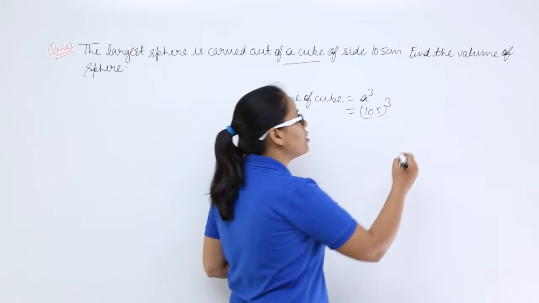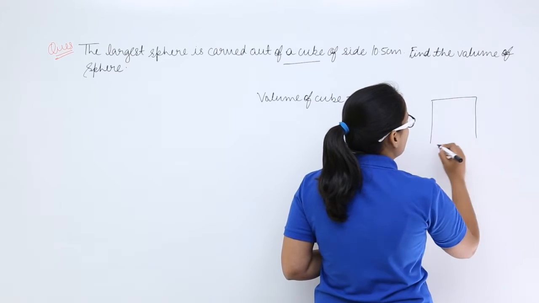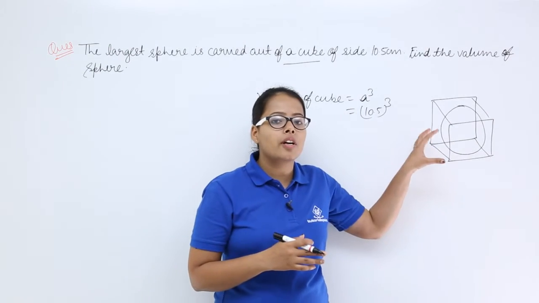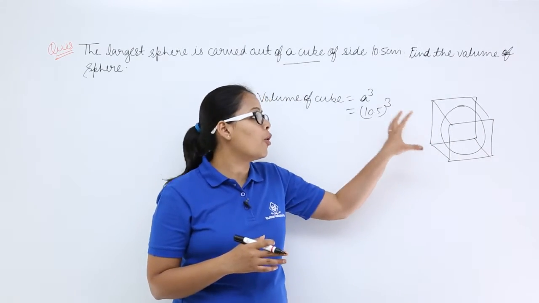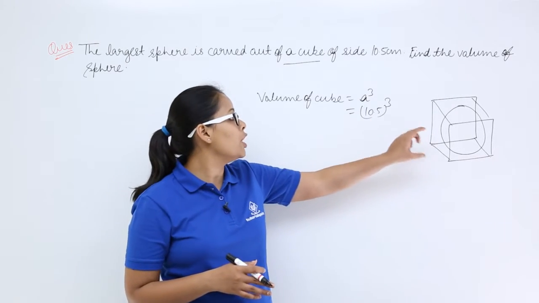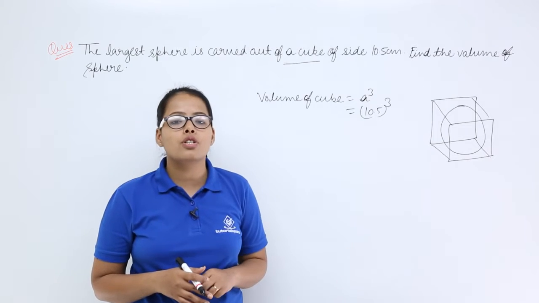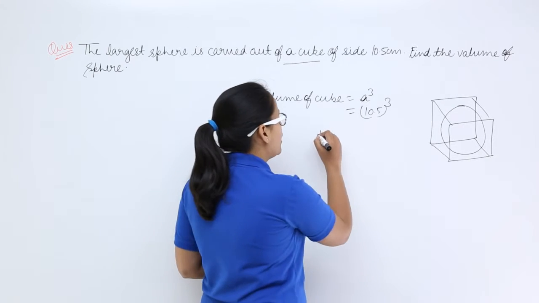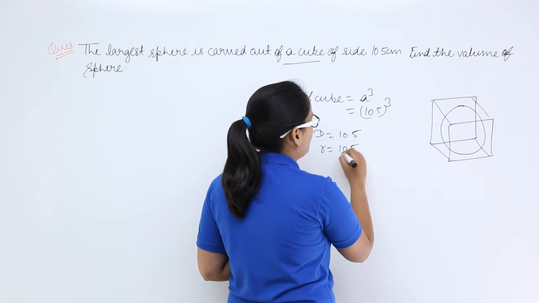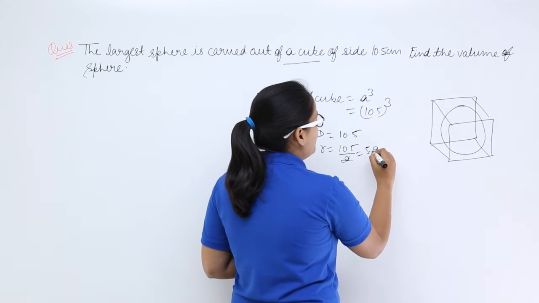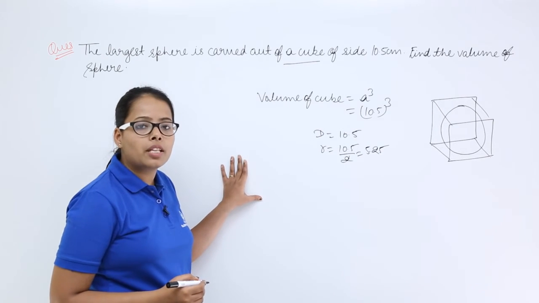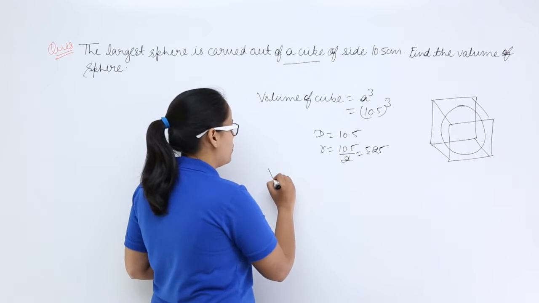Carved out means there is this cube. This sphere is inside this cube and the volume of this sphere will be largest only when the diameter of this will be equal to the length of the side of this cube, which will be 10.5. So here diameter should be equal to 10.5, which means radius should be equal to 10.5 by 2, which will be 5.25. So when radius will be this much, volume of this sphere is going to be maximum.